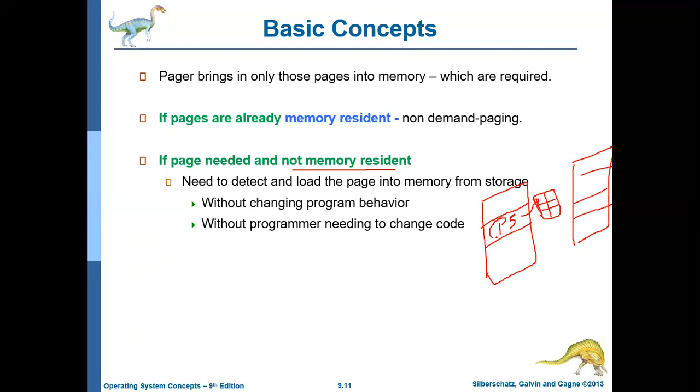That is, the CPU is creating a logical address and the page corresponding to that logical address is not currently available in the physical memory. This situation is called a page fault. So when a page fault occurs, then what to do? The memory management unit should detect and load the page into the memory from the storage, that is, from the hard disk.